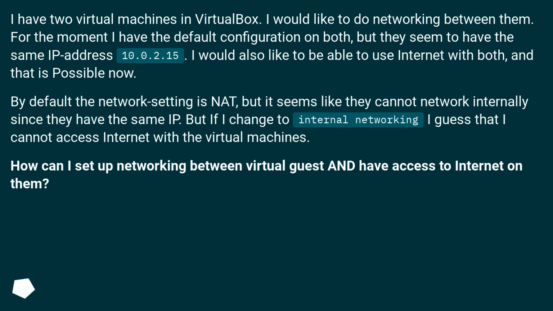For the moment I have the default configuration on both, but they seem to have the same IP address, 10.0.15. I would also like to be able to use internet with both, and that is possible now. By default the network setting is NAT, but it seems like they cannot network internally, since they have the same IP. But if I change to internal networking, I guess that I cannot access internet with the virtual machines. How can I set up networking between virtual guests and have access to internet on them?